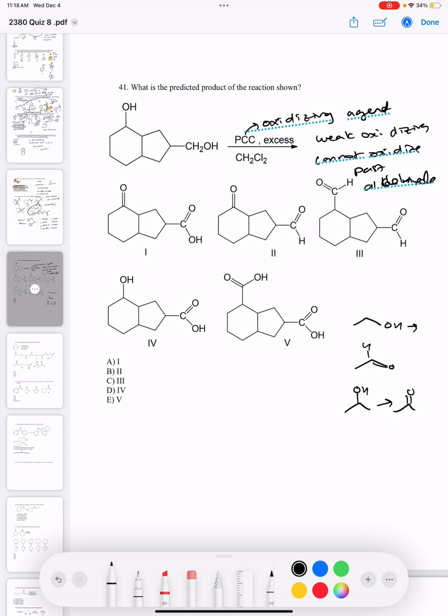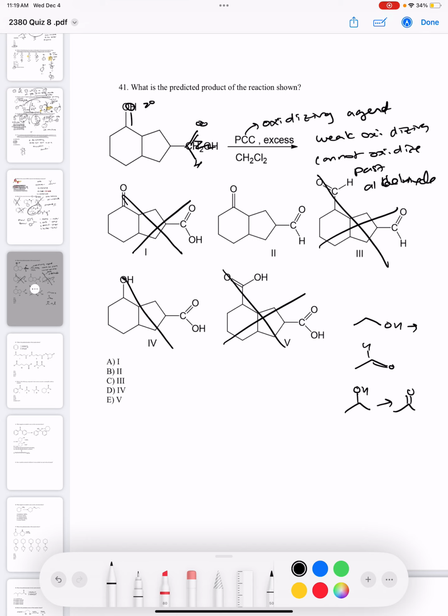So I see a secondary alcohol and assume this will become a ketone. And I see a primary alcohol, and I assume this will become an aldehyde. So that's what I'm looking for. It can't be this because PCC is a weak oxidizing agent, so it can't go all the way to carboxylic acid. It can't be this because secondary alcohols can't become aldehydes or carboxylic acid, so I'm going to get rid of that, and I'm going to get rid of that too. So that leaves me only with this answer choice.